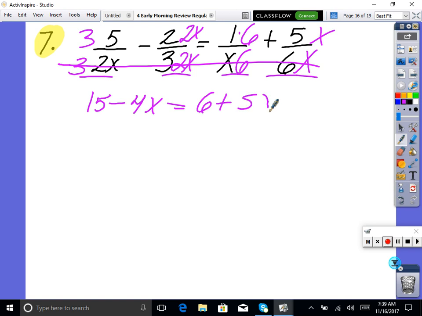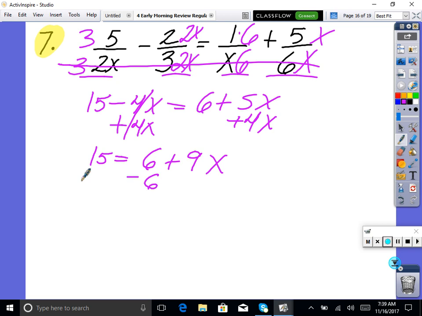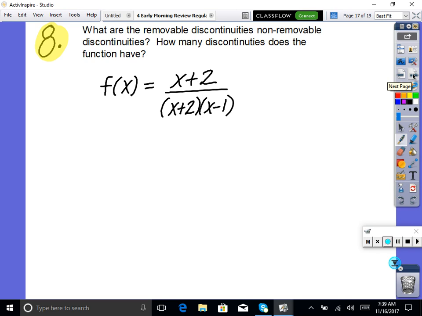6 plus 5x. It's linear. So we'd say I'm going to add 4x. So I have 15 equals 6 plus 9x, right? Subtract 6. 9 equals 9x. So x equals 1. Okay. So it's really not going to be much harder than that.